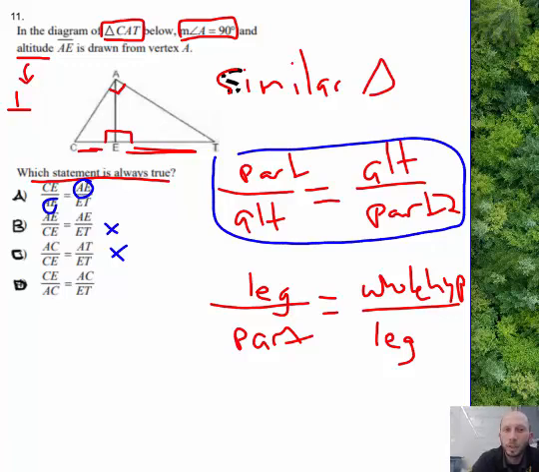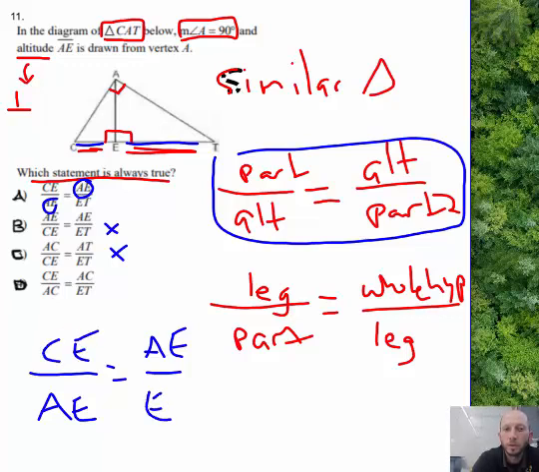The altitude would be in there twice, which is our AE. AE and AE. And for our altitude rule, the other two pieces are the parts of the hypotenuse. So we've got CE and ET. Always love it when answer choice A is correct. If that makes perfect sense to you, feel free to stop watching now, but I'm going to try and figure out why answer choice D is wrong.